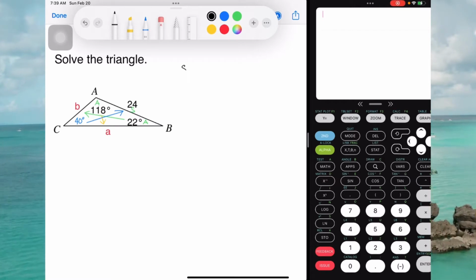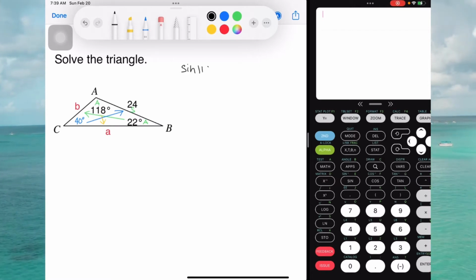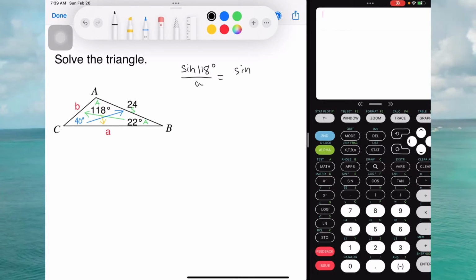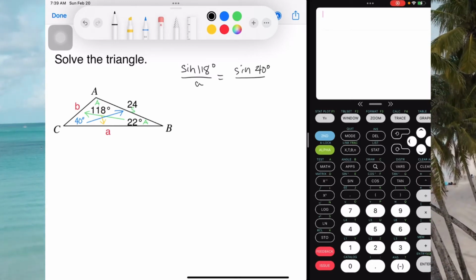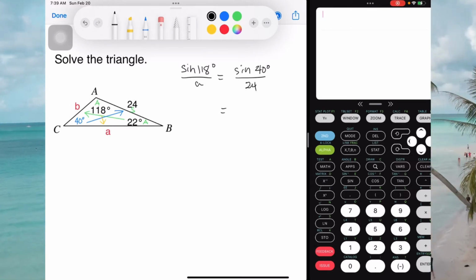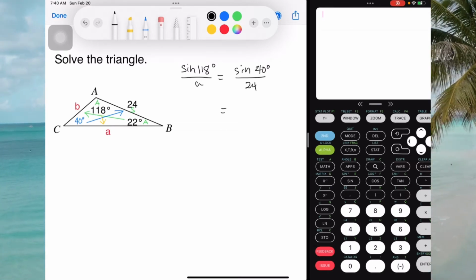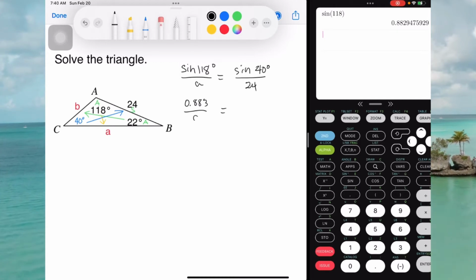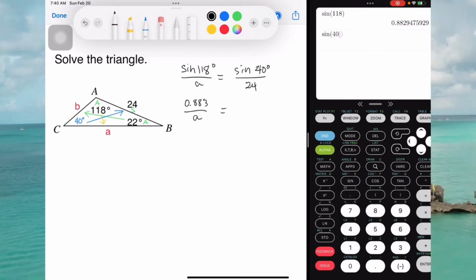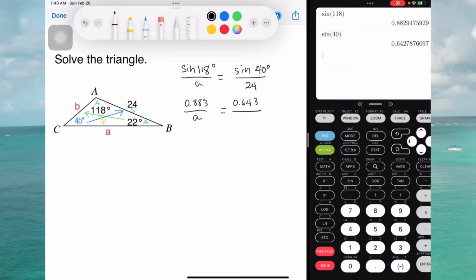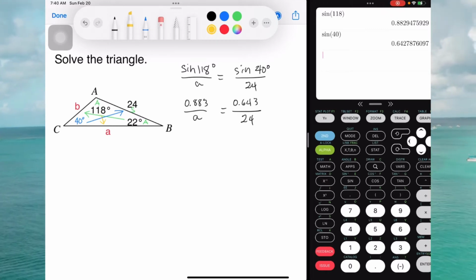So, sine of 118 degrees over a is equal to sine of 40 degrees over 24. Let's evaluate sine 118 and round to the nearest thousandth. So we have sine of 118 is 0.883 over a, and sine of 40 is 0.643 divided by 24. Now let's cross multiply.